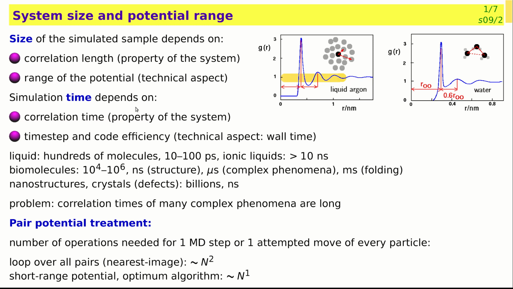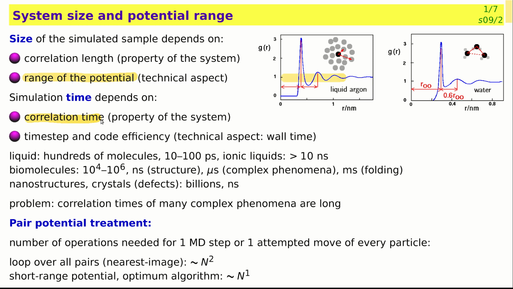But there are also technical aspects. This is the range of the potential. In principle, the Lennard-Jones potential has an infinite range. Of course, the potential is very small after certain distance, and we need to do tricks how to treat this. Similarly, the simulation time depends on the correlation time. That is the time after which our configuration doesn't depend almost on the configuration in some older time.